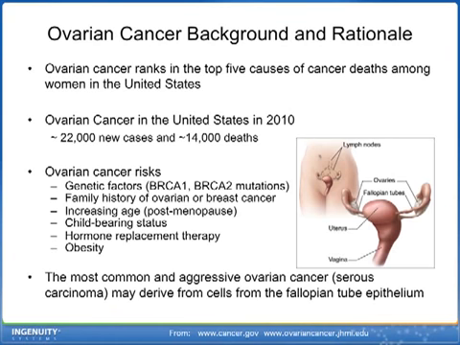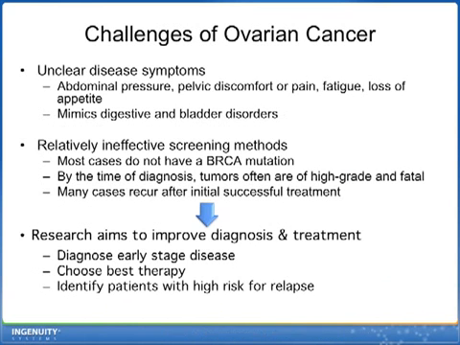Ovarian cancer is tricky to diagnose because the patient's symptoms are usually relatively nonspecific and often don't manifest until fairly late in the course of the disease. It is difficult to cure because it often recurs after treatment. Researchers are striving to find better methods to diagnose ovarian cancer early, select the best therapy, and identify patients who need to be followed the most closely for recurrence.